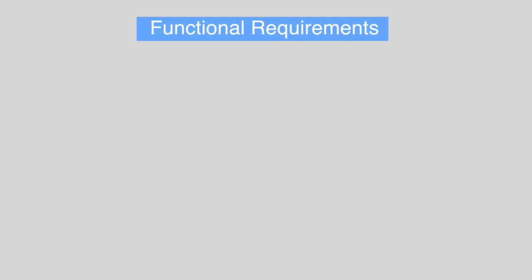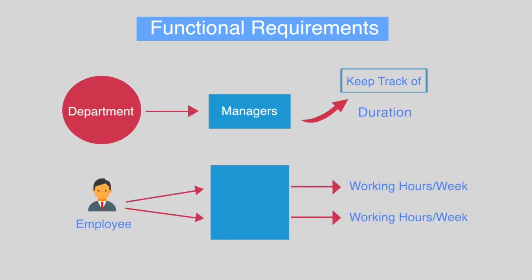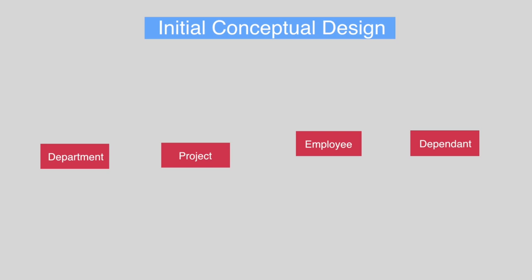Functional requirements of the client are: the client wanted to keep track of how long a manager has been managing the department, and employees' working hours per week on each project. Initial conceptual design of the company database, based on the discussion between the designer and the client about data requirements. The designer can identify 4 entity types: department, project, employee, and dependent.